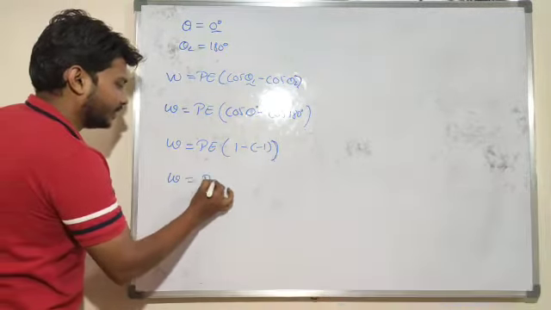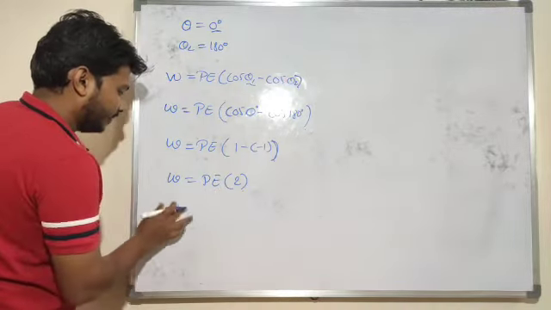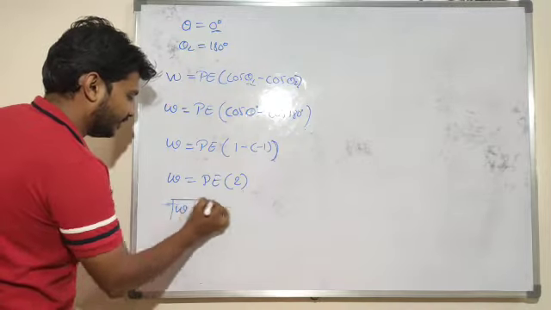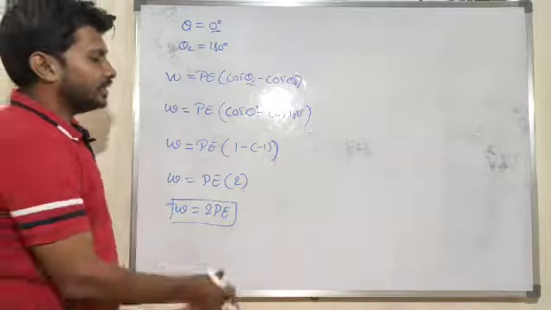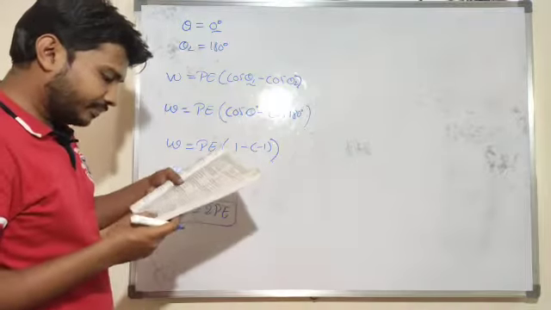So work done is equal to P into E, so minus into minus, so plus. So work done is equal to what? Work done is equal to 2 times P into E here. What is the work done here? Work done is 2 times P into E. So we'll look at the next one.